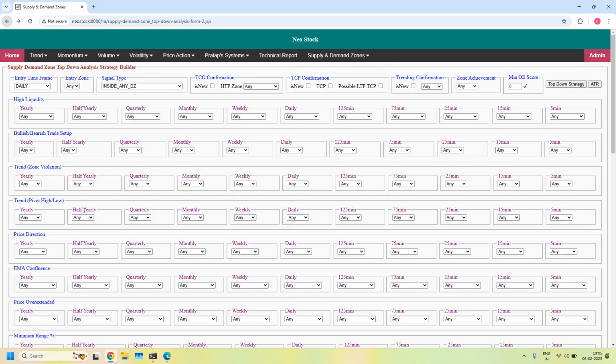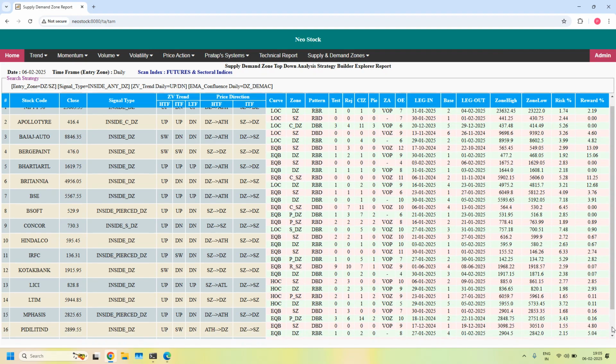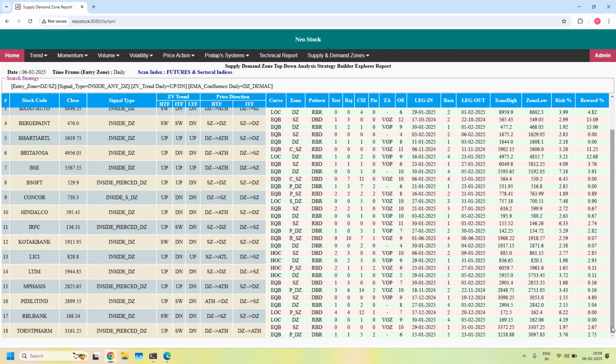Let us verify. In the EMA Confluence, at a daily time frame, daily demand zone having daily EMA Confluence, and during this EMA Confluence, trend should not be sideways on daily. It can be up or down. With these filters, we got 18 stocks. First 15 stocks on the list. Nifty daily demand zone is also having daily EMA confluence. Nifty 50. Okay, I'm scrolling the list down. So totally 18 stocks are filtered.